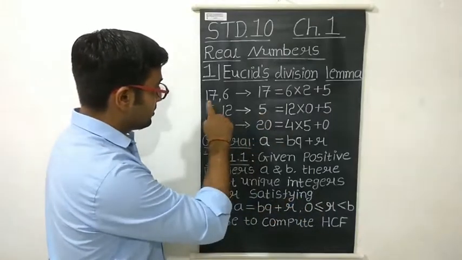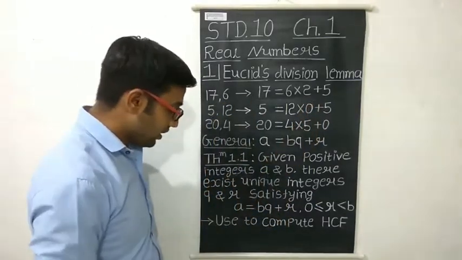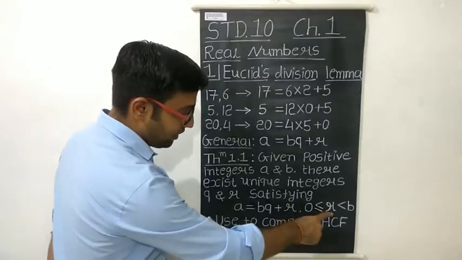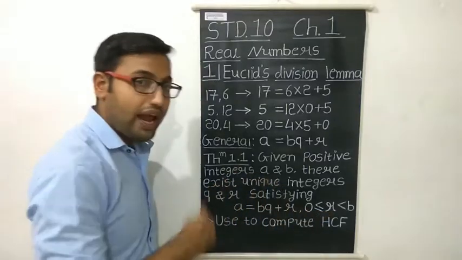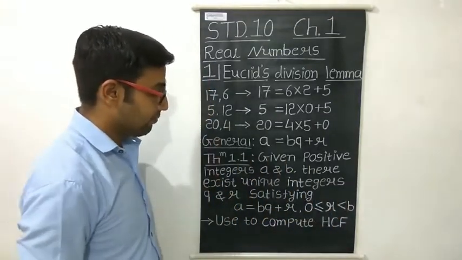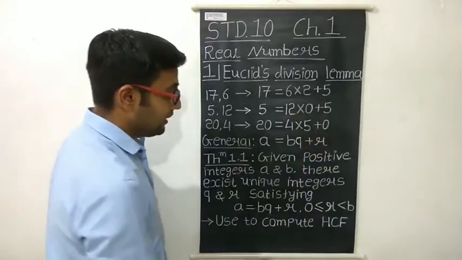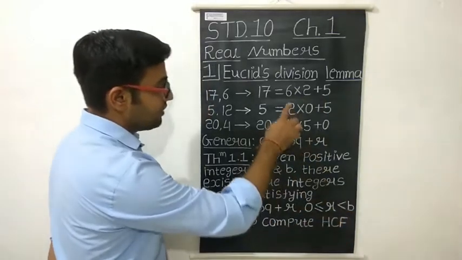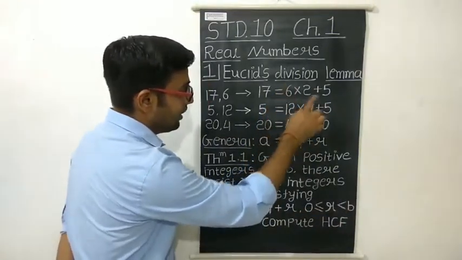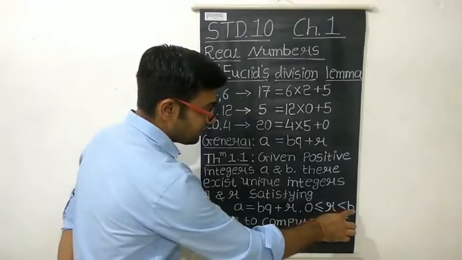So unique integers satisfying this condition. One more condition is that the value of the remainder is in between: the remainder is greater than or equal to 0 and it must be less than B. Let us check for the three examples. For the first example, the value of the remainder is 5 and it is less than B. What is B? B is 6. So 5 is less than 6. That is why the remainder is less than B.